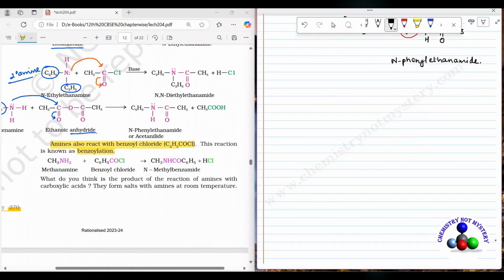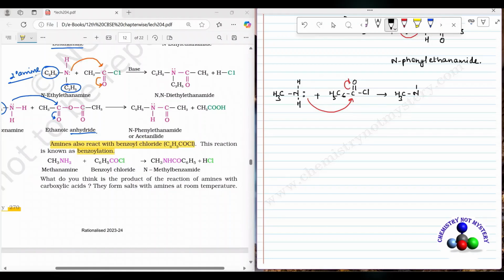So this is CH3, nitrogen is bonded with another 2 hydrogens. Nitrogen has lone pair of electrons. When it reacts with benzoyl chloride, means C6H5, C double bond O, Cl. So it will attack on carbonyl carbon, pi bond move to oxygen. So here you will get the product.